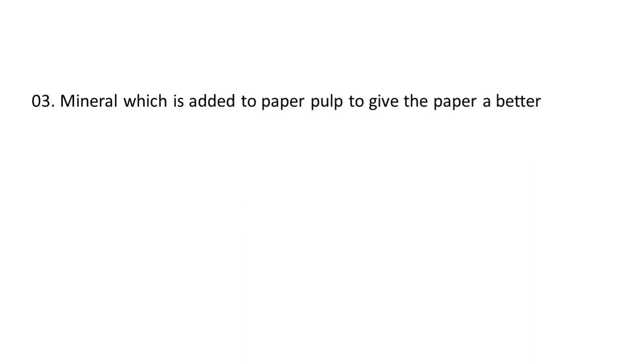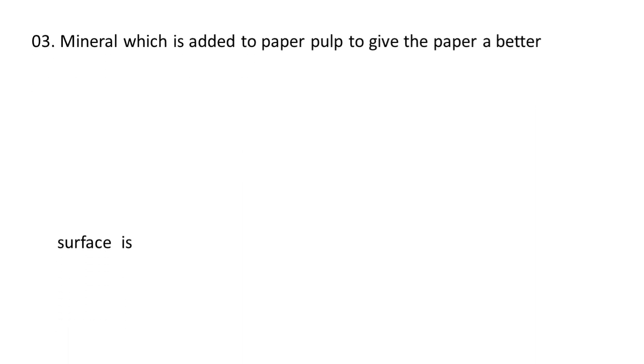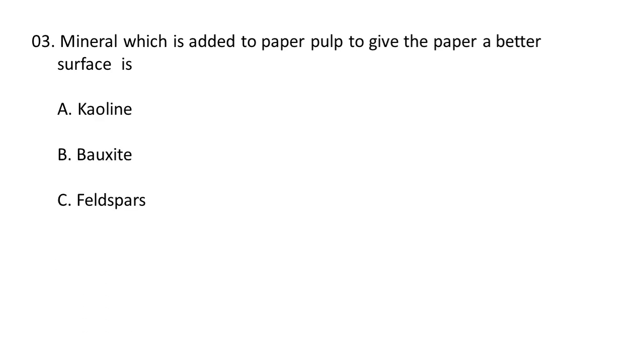Next question. A mineral which is added to paper pulp to give the paper a better surface is A. Kaolin, B. Bauxite, C. Feldspar, D. Pyroxenes. The mineral which is added to paper pulp to give the paper a better surface is known as kaolin. So kaolin is a mineral which is added to the paper to improve the paper surface. So A. Kaolin is the correct option.